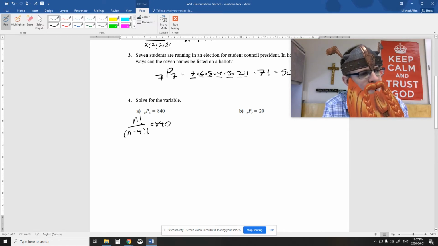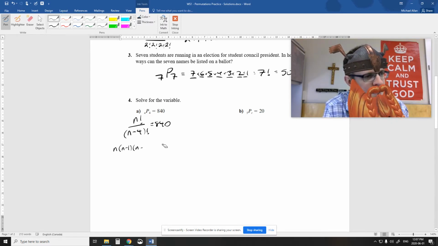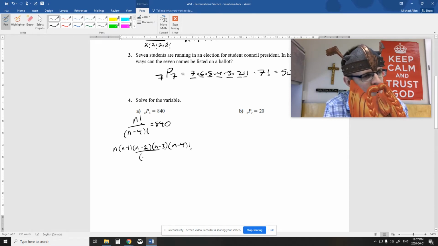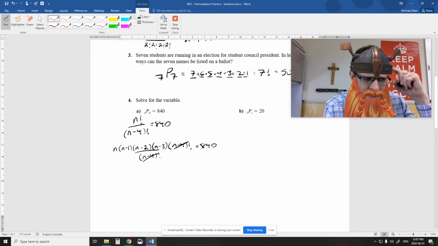So I'm going to use the permutation formula here. I'm going to then start expanding out the top piece. Oops, I missed the 2. Because the top one's the larger one, so I'm going to expand that one out. Stop at the n minus 4 factorial because that's just going to reduce what's on the bottom because it's the same number. And now what I'm going to have here is a quartic function.